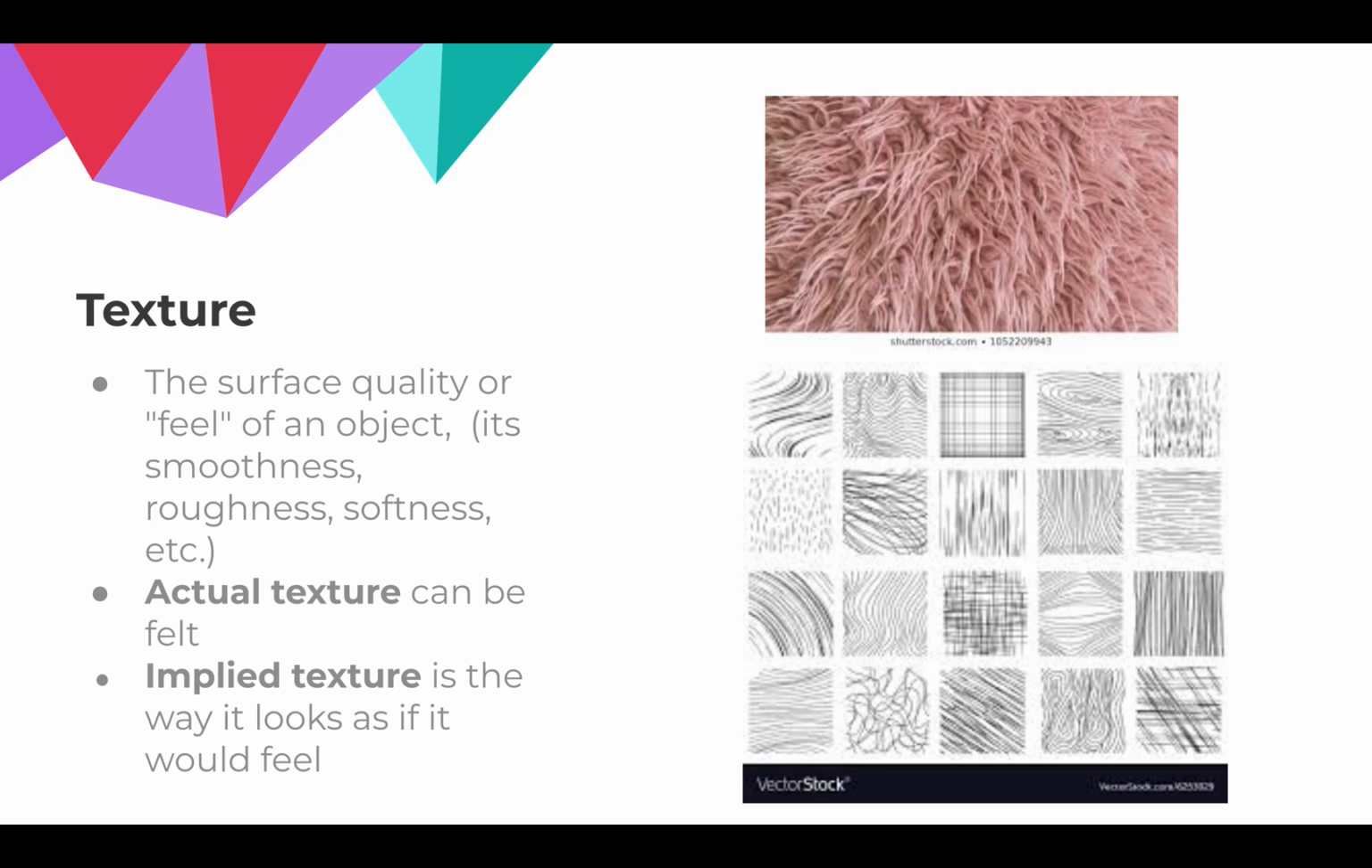For texture, you need to put the feel of an object. You also need to define actual texture and define implied texture. An example of actual texture would be a clay pot that was made that you can feel the texture of the clay being used. Implied texture would be a drawing of a tree that shows its bark.